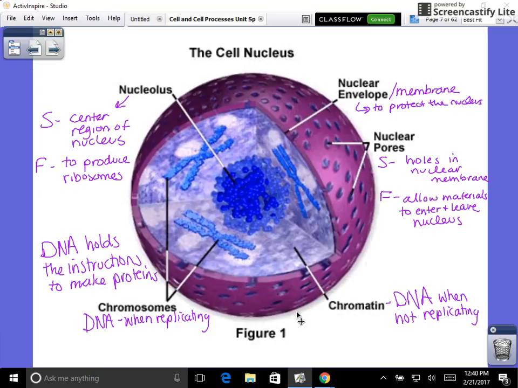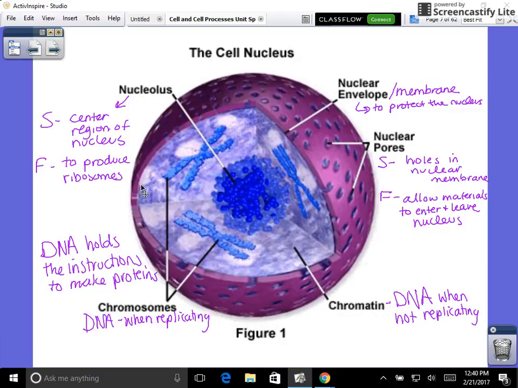These two terms, chromosomes and chromatin, refer to the DNA of the cell. DNA, when it is loose and not replicating, is called chromatin. When DNA is condensed like this into chromosomes, it's getting ready to replicate. DNA in general holds the instructions to make proteins, which was the main job of the cell. So the instructions are located here in the nucleus. Again, chromosomes and chromatin both refer to the DNA, but at different stages, where it is organized differently.